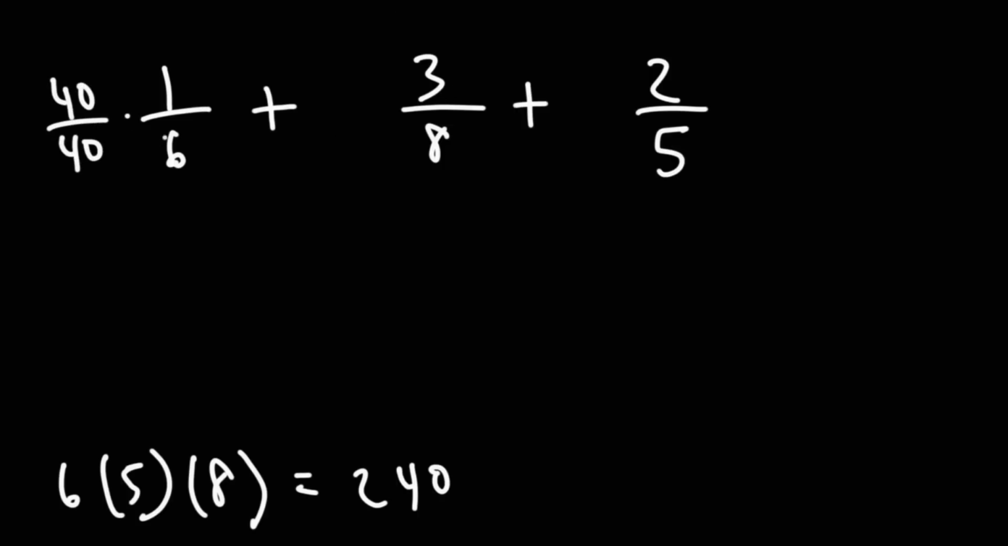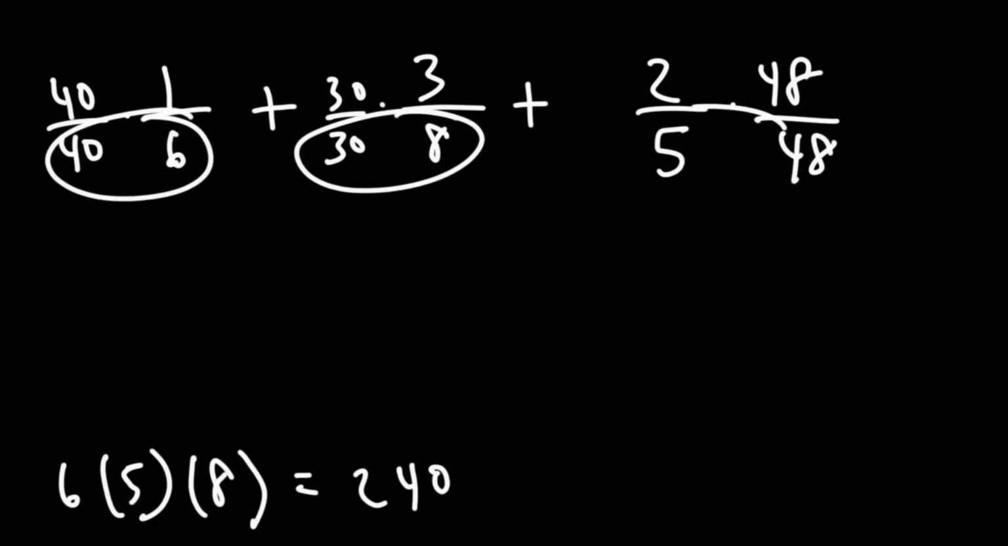For the middle fraction, I'm going to use the denominators of the other two fractions, 6 and 5, so I'm going to multiply it by 30 over 30. For the last fraction, I'm going to use the denominators of the other two fractions. 6 times 8 is 48, so I'm going to multiply the top and bottom by 48. If you use this technique, the product of the denominators will be this number, 240.